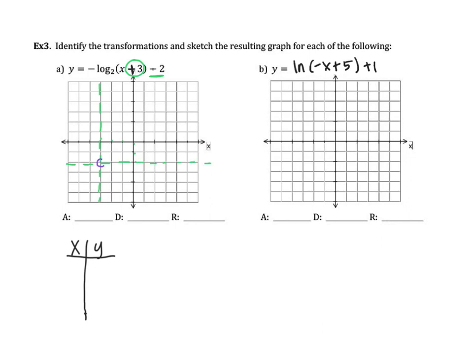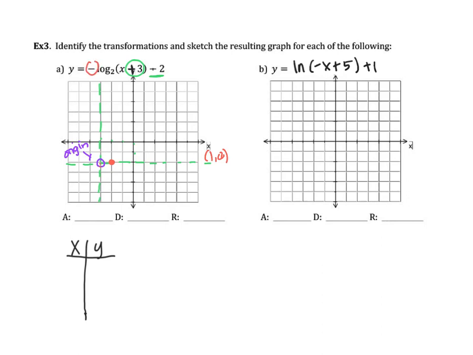So right now at (-3, -2), I could pretend, is my new origin. From your origin, a logarithmic function is rooted at (1, 0), right? But if this is my new origin, I'm just going to go to the right one. So that point should be on this graph.